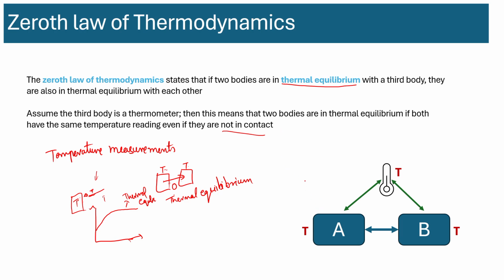Another thing to note here is if there are two bodies and you measured both of them with a thermometer and they're both reading temperature T, then there's no heat transfer between the two bodies. Okay, so if two bodies are in thermal equilibrium with a third body, then they are also in thermal equilibrium with each other. All right, so it's just further improving on the definition of temperature and how it relates to transfer of heat.